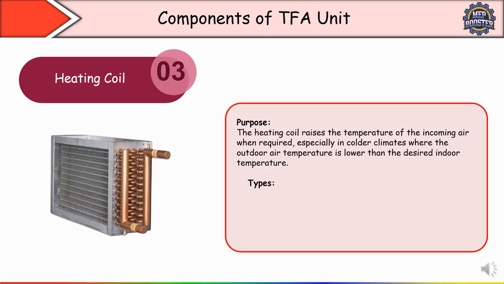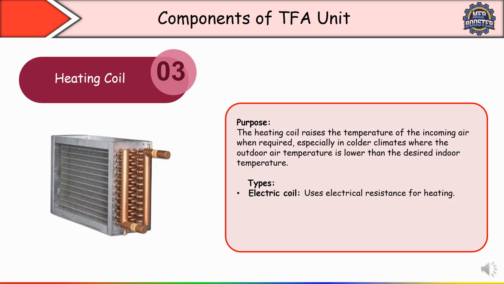If I explain the working mechanism of the heating coil, the coil is heated using hot water coming from the boiler, or electricity. Cold outside air passing over the heating coil absorbs heat, warming up before being delivered indoors. Simple. So different types of heating coil are given.